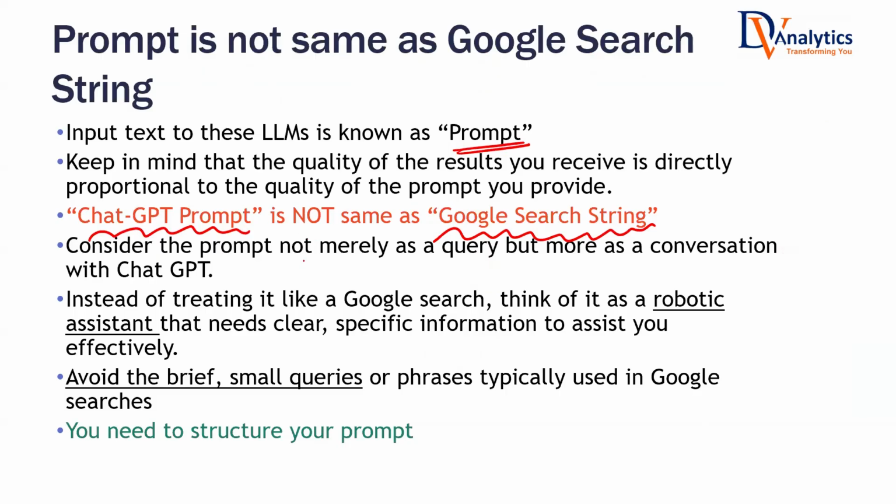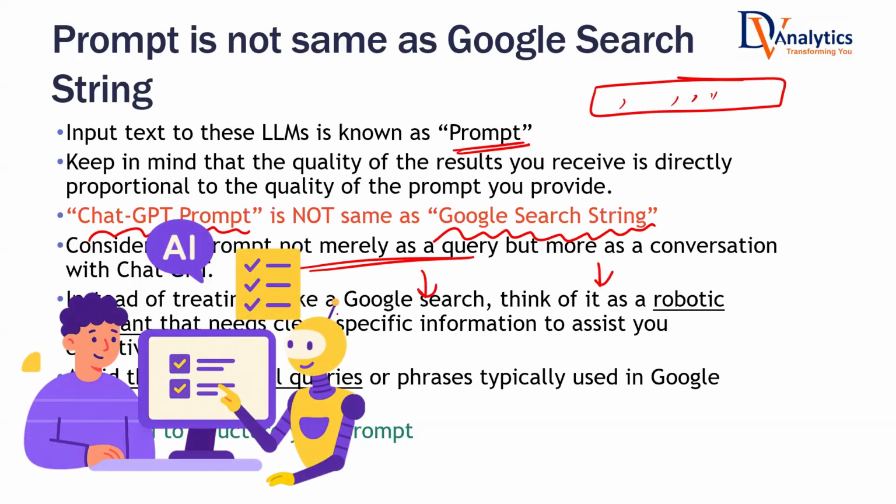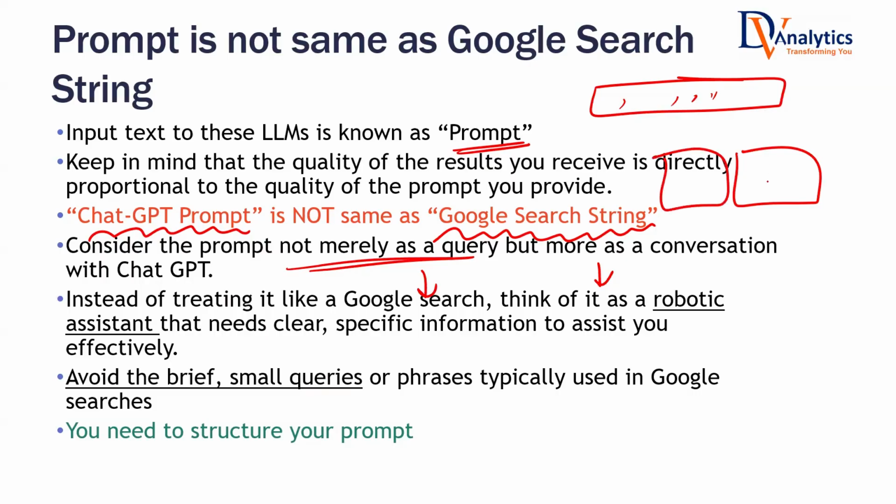The prompt that you are giving cannot be a very short one, two, three or four words. It has to be very detailed. Consider that the prompt is not merely a query. It is a conversation with ChatGPT, or a lengthy description to ChatGPT so that it can generate and give you the right content that you are looking for. Instead of treating it like Google search, think of it as a robotic assistant. For example, if there's a robot sitting inside another room and I'm in this room, I cannot tell this robot, come to my room. Then it will try to break this wall and come here.